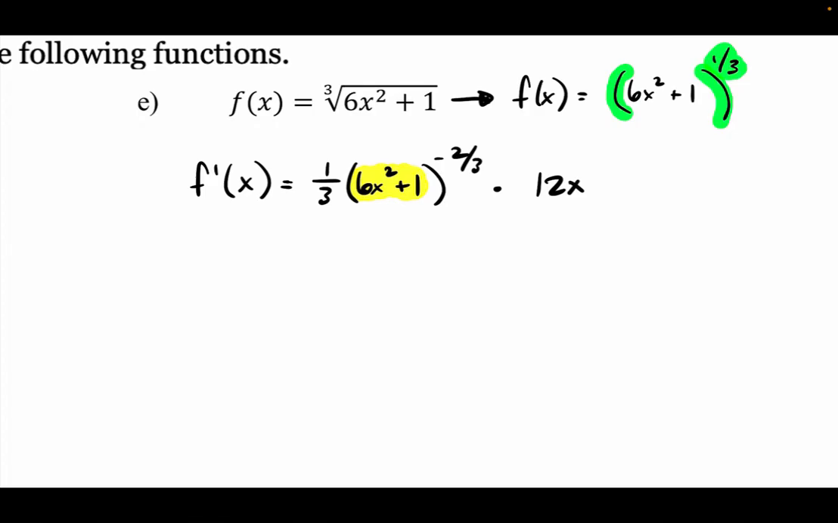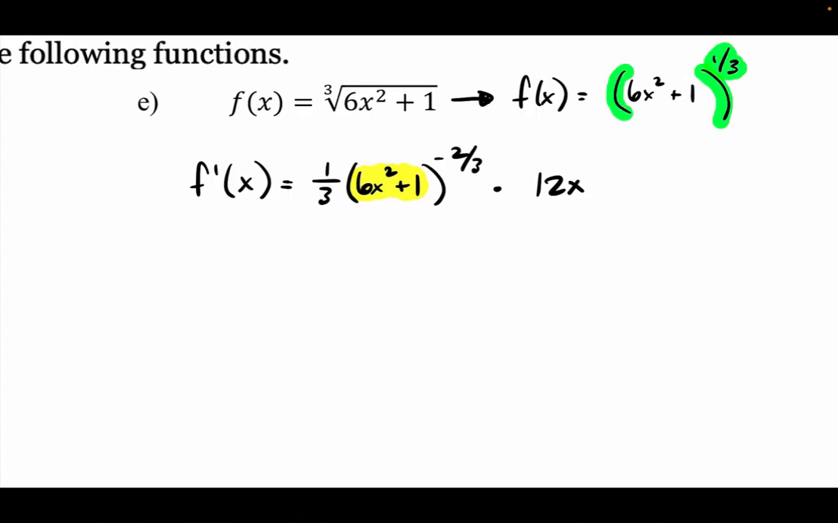Okay, so the first thing I did was rewrite it. Instead of the third root, it's got a power of 1/3. The outside was something to the 1/3 power. So power rule says, move 1/3 to the front, subtract a whole power, makes -2/3. Rewrite the inside, chain. Now find the derivative of the inside. The derivative of the inside is just 12x. Done.